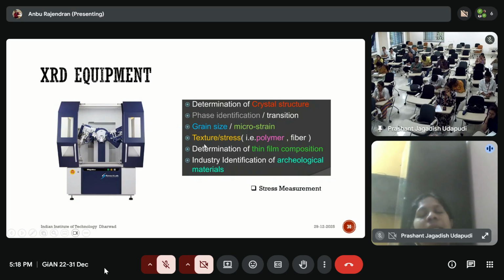This also gives the texture, like EBSD, but here you will get the bulk texture because the area covered by the X-ray is larger. So you will get the bulk texture by using XRD. The texture you get from EBSD will be local because the area covered by the electron beam is smaller. So local texture is given by EBSD, bulk texture by XRD.